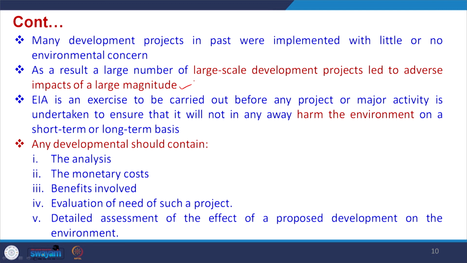So, EIA is an exercise which has to be carried out before any project or major activity is undertaken to ensure that it will not in any way harm the environment on a short term and long term basis. If any impact is there, then we have to use technologies so that we can minimize the impact. Like if a wastewater is generated, we have to see that the wastewater should be treated, recycled back, used in the industry itself, and the production process should be able to use the recycled water.